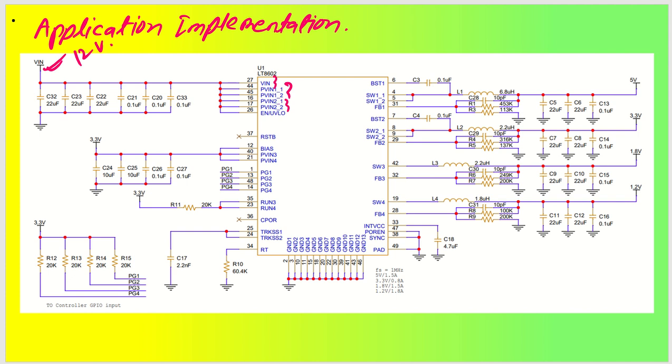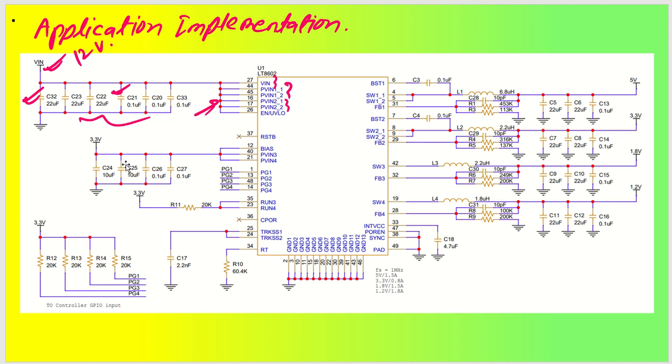So what you have to do is 22 microfarad plus 1 microfarad. These two capacitors have to be very close to the VIN pin. Similar to that, one more pair of 22 microfarad and 0.1 microfarad will be near to PVIN1, power voltage input 1, and similarly one more pair of 22 microfarad and 0.1 microfarad will be very close to PVIN2. Okay, so this is how capacitors will be placed. Got it?